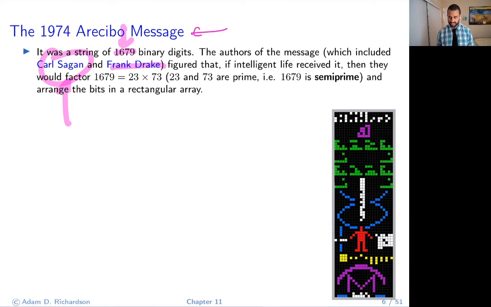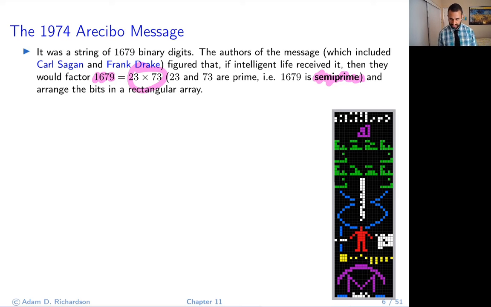So the idea was this. They figured that if intelligent life received this string of digits, right? So 0, 1, 1, 1, 0, 0, 0, 0, 1, 1, 1, 0, 0, right? They received this, then they would be able to factor the number 1679 as 23 times 73. Now, 23 and 73 are both prime numbers, and we call this number 1679 semi-prime because it's the product of two prime numbers. So it's like it's almost prime, right? It's like one step away from being prime.